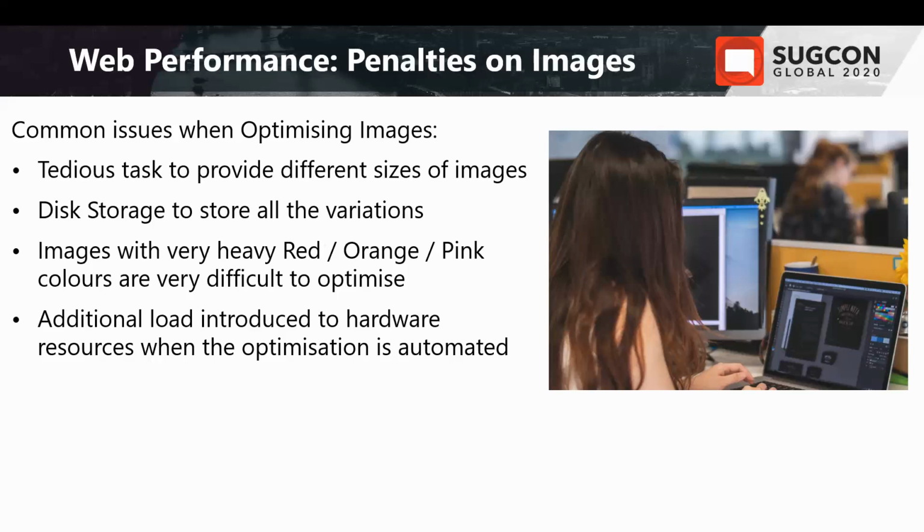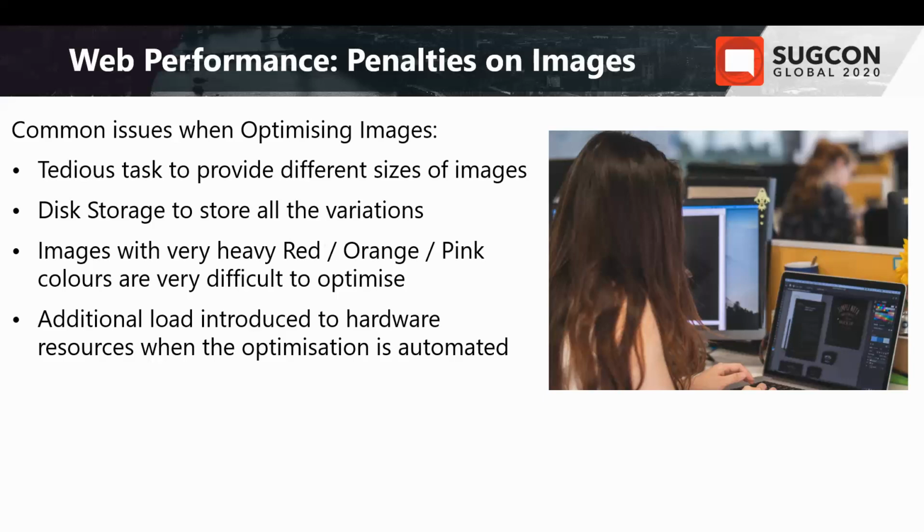There's another thing to do with images that have a very heavy red, orange, or pink color. They are traditionally extremely difficult to optimize. More often than not, I have heard clients complaining about images that were optimized by Sitecore, that the brand colors have lost their shine and no longer match the exact brand colors, and designers in the marketing department love complaining about how the images have now gone off-brand.